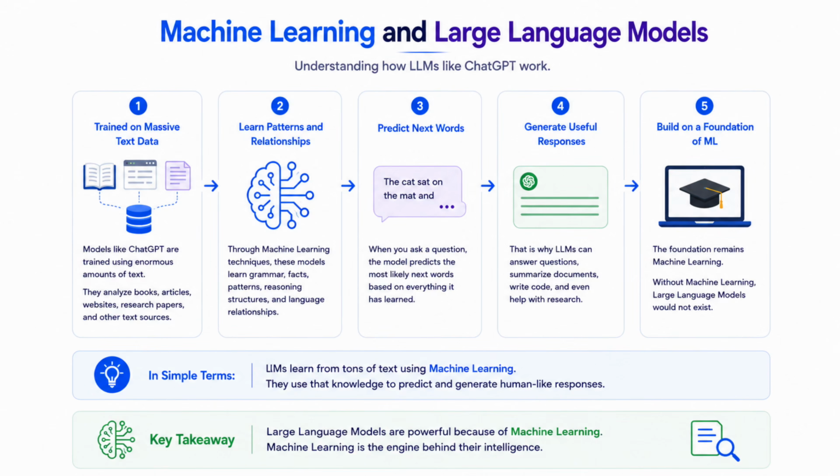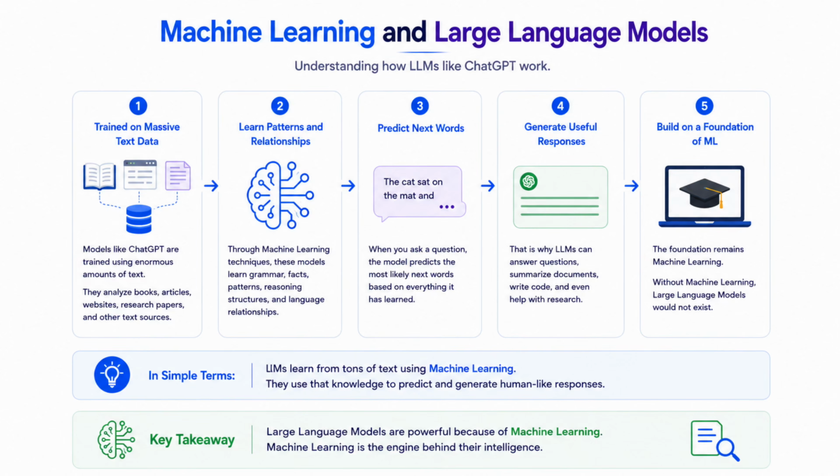Let's learn about machine learning and large language models. Let us talk about large language models, or LLMs. Models like ChatGPT are trained using enormous amounts of text. They analyze books, articles, websites, research papers, and other text sources. Through machine learning techniques, these models learn grammar, facts, patterns, reasoning structures, and language relationships.